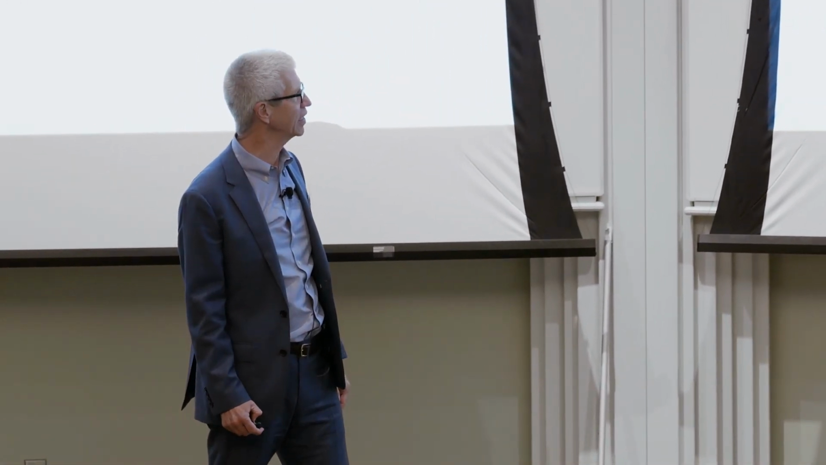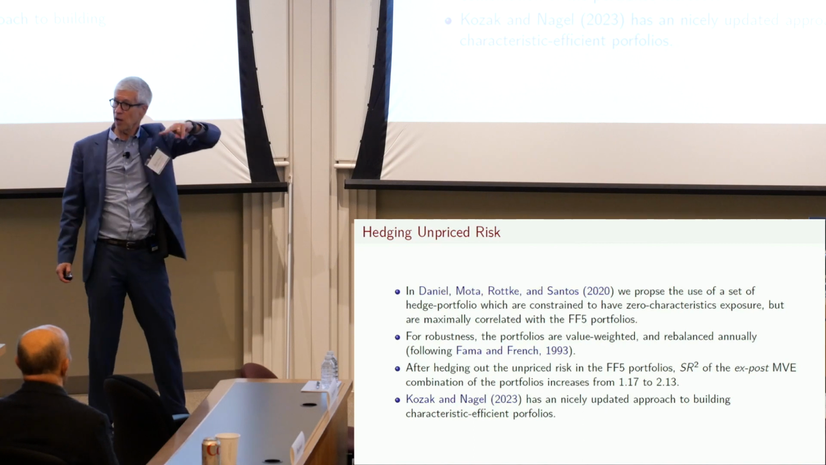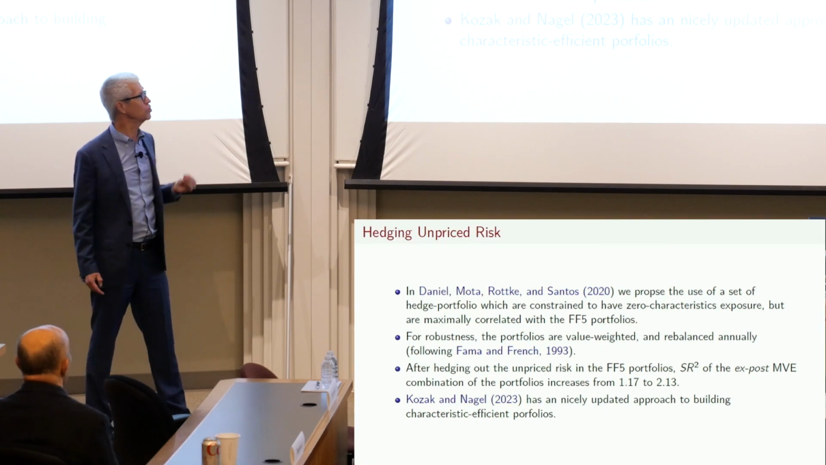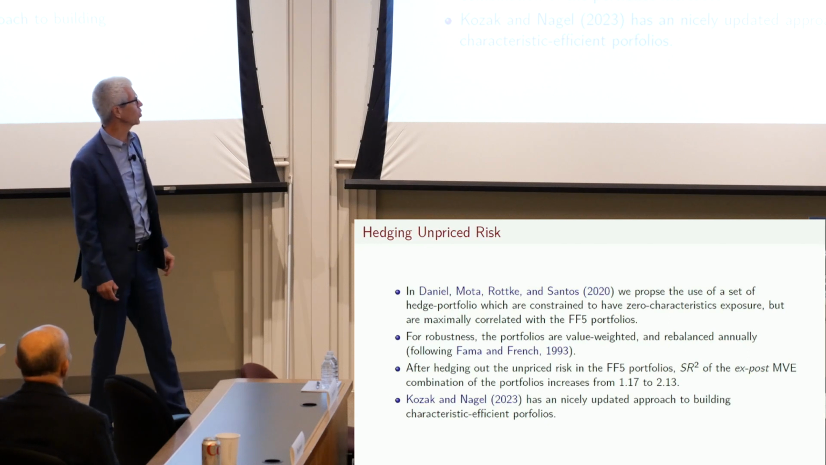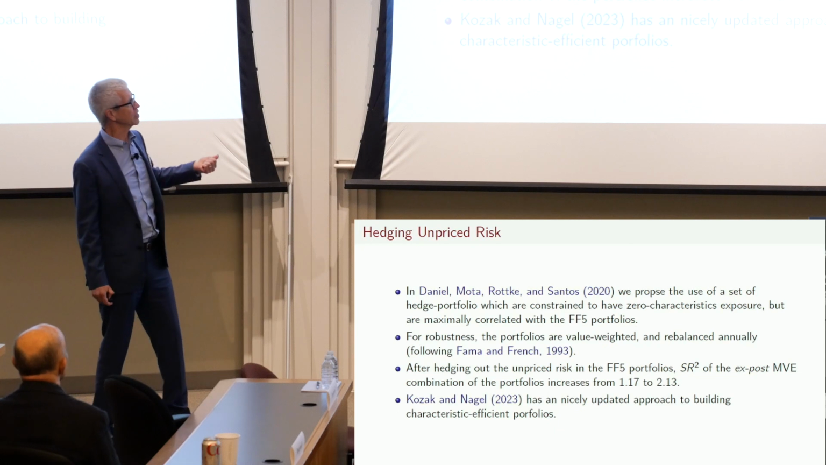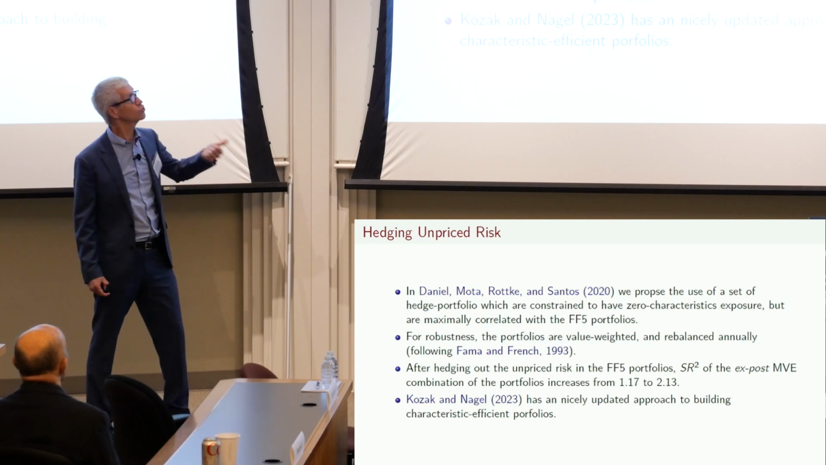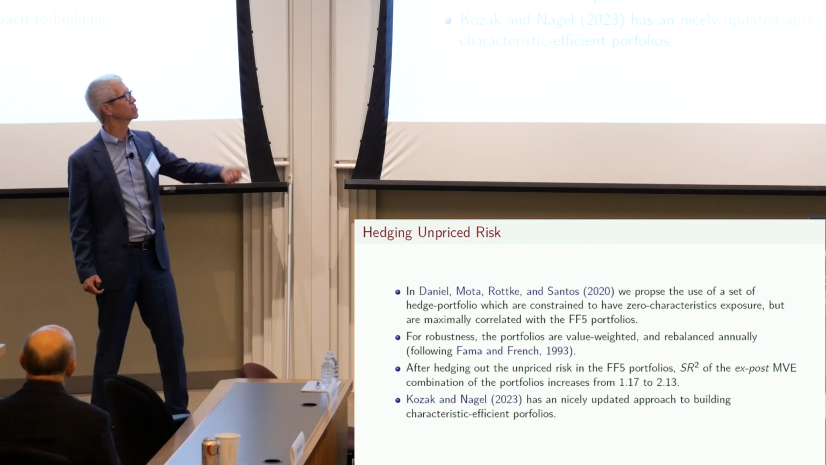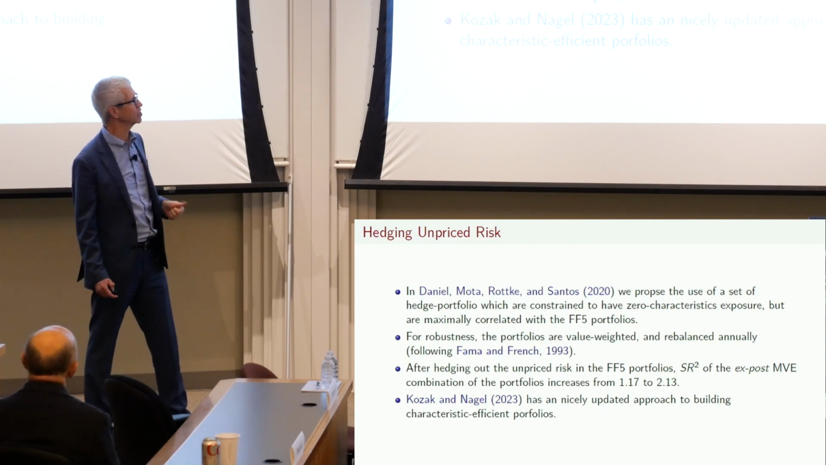In fact, Stefan, with a co-author, has a really nice paper that is a newer and arguably better approach to building these characteristic efficient portfolios. So one of the things that we've learned is that controlling more accurately and reducing the risk of these portfolios using information about the covariance structure can be helpful.